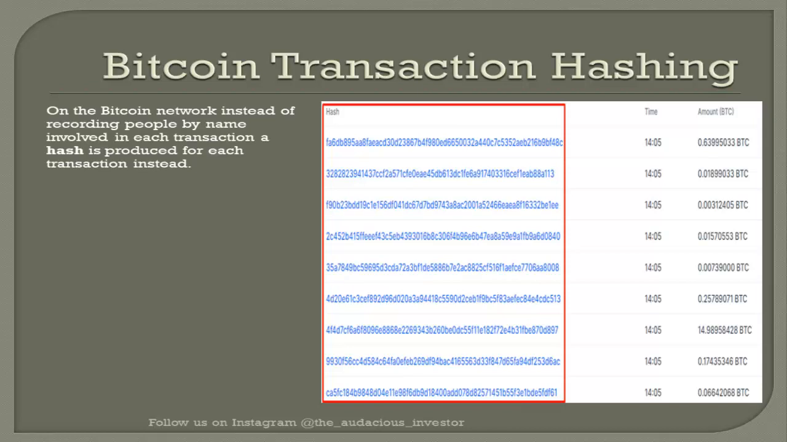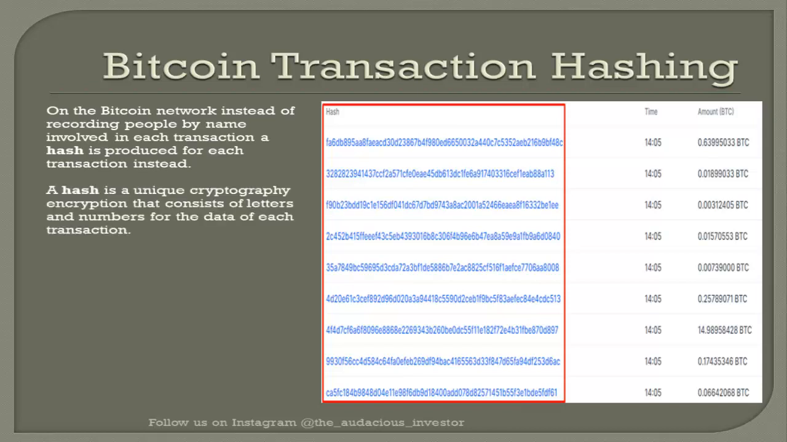So on the Bitcoin network, each transaction is represented as a hash. A hash is produced for each transaction instead of using people's names. So what is a hash? A hash is a unique cryptographic encryption that consists of letters and numbers. As you can see in the picture, it's a mixture of letters and numbers for the data of each transaction. The data of each transaction is protected via cryptography, so it cannot be altered, it cannot be tampered with, it cannot be changed, it cannot be edited, it cannot be manipulated, because it's protected via cryptography.